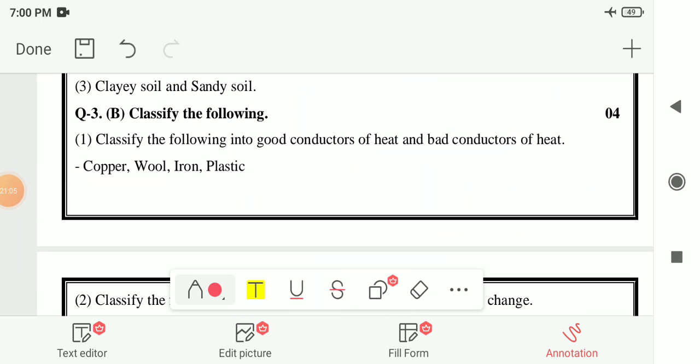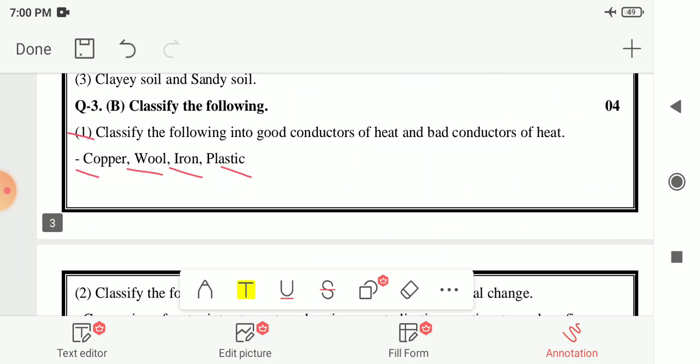The next question was question number 3b, the classification. First, classify the following into good conductors of heat and bad conductors of heat. The first one is copper, so copper is a good conductor of heat. Next is wool, so it is a bad conductor of heat. The next one is iron, so iron is a good conductor of heat. And the last one is plastic, so plastic is a bad conductor of heat.